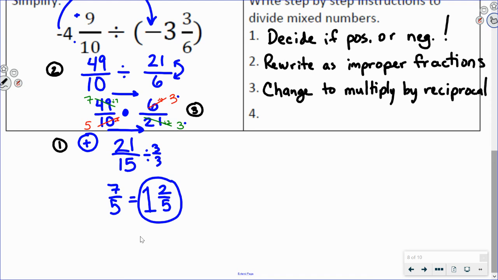Now, folks, let me be honest. That's Mr. Callan's words. If that's not helpful to you, write it in your own words. Maybe you want to say keep, change, flip. Maybe you want to say only flip the second fraction. This is your notes. Make it useful to you. But there is no dividing in the division of fractions. We multiply it by its reciprocal.